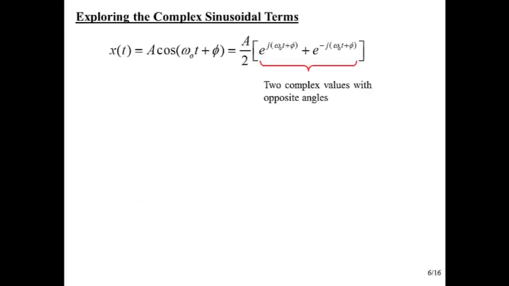Now, let's take a look at this a little bit further. This is just rewriting that form, but now instead of using a fixed angle, we have a time varying angle. So we have the time varying angle in there now. So perfectly good.